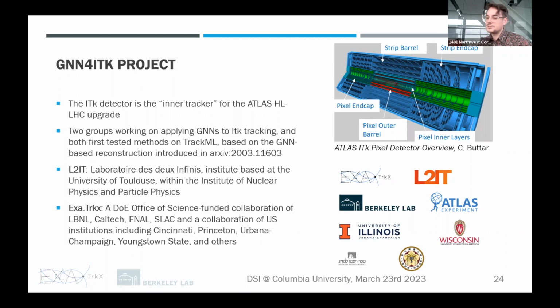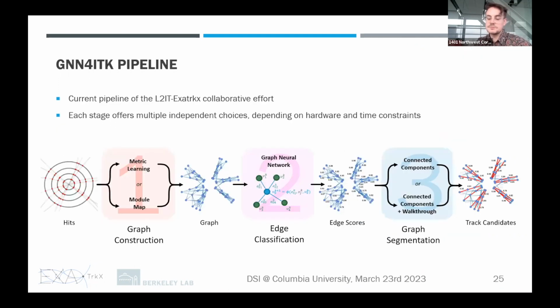The ITK detector is the inner tracker, so there's an image here of that tracker planned to be built for the HL-LHC. There are 2 groups that are working on this project. There's Exatrkx, which is a project that is a collaboration between institutes in the US, and L2IT, which is a laboratory in Toulouse in France. And we've been working together to apply GNNs for track reconstruction.